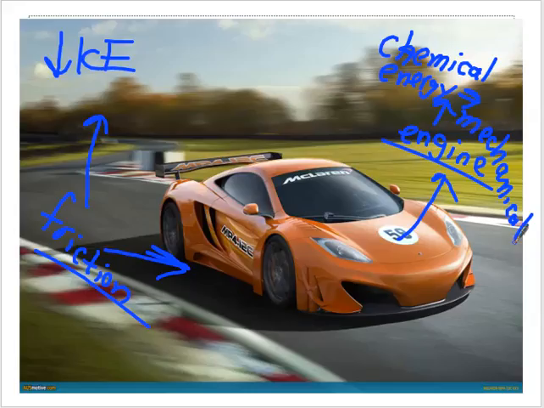And I know that's a little bit tough one to think about, but the engine would make the car go faster, it would make the car body go faster. Friction would make it go slower. These are external forces to the system itself.